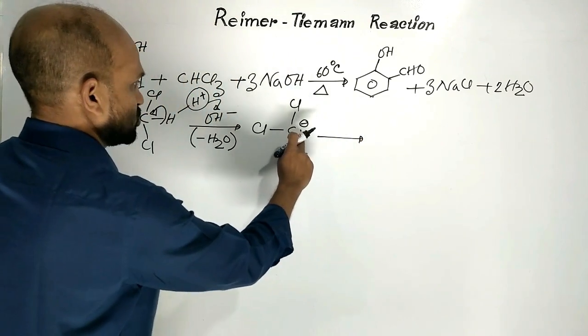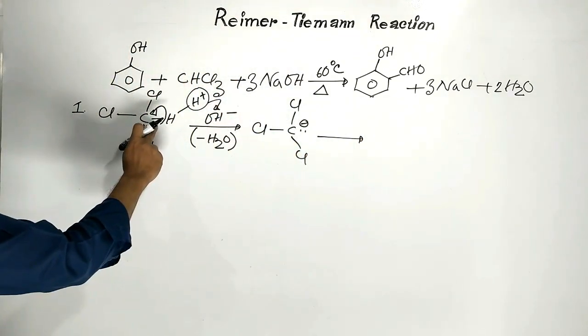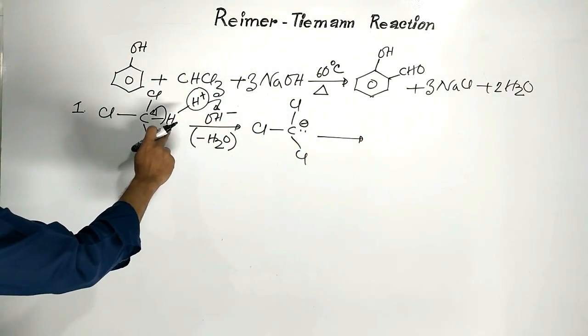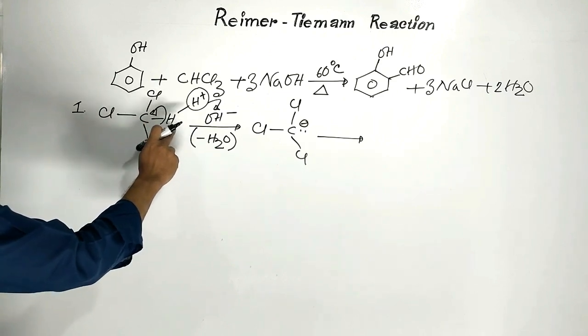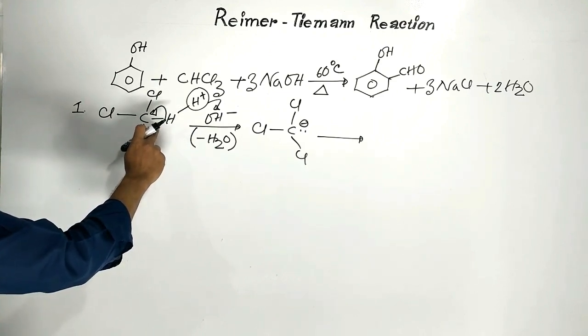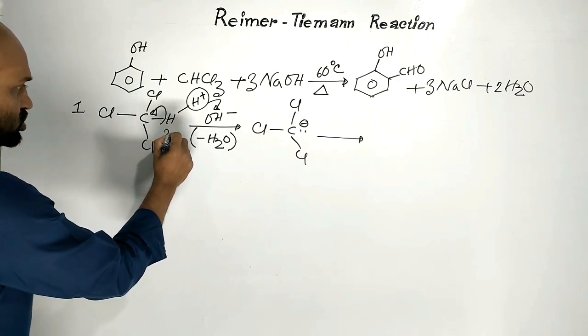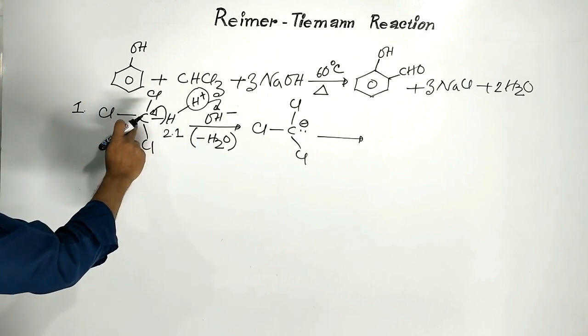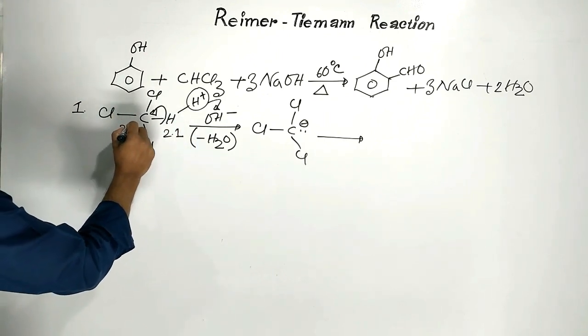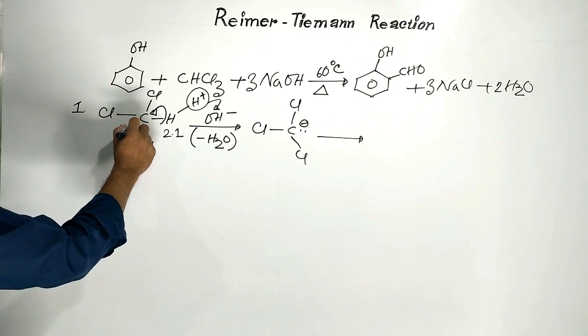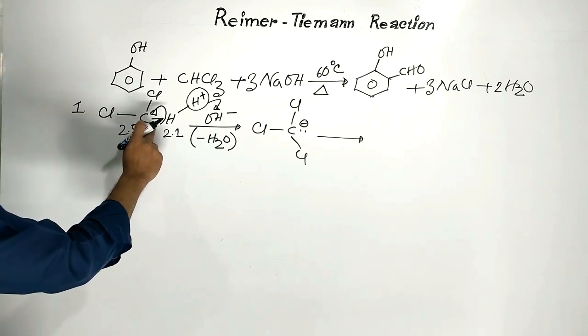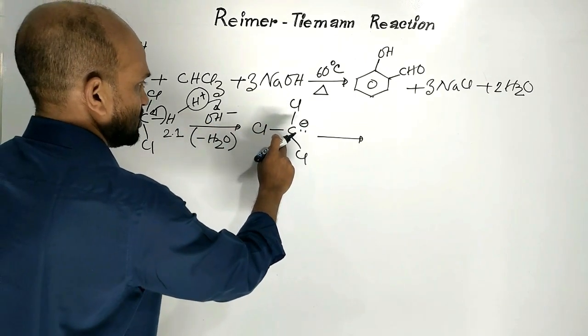Then these 2 electrons from this carbon-hydrogen bond. Carbon-hydrogen bond here undergoes heterolytic fission because electronegativity of hydrogen is 2.1 and carbon is 2.5. That is why this bond undergoes heterolytic fission.